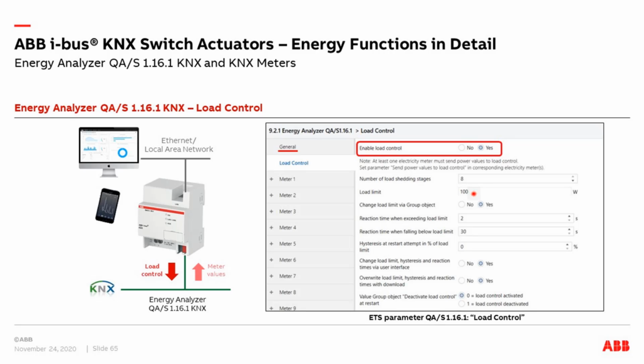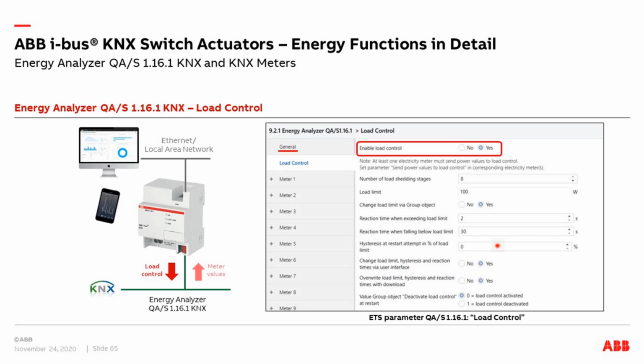The load limit here, for example in my exercise, is 100 watts, because I have 25 watt incandescent lamps later for the practical demonstration. Do we want to change the load limit via group object, yes or no? The reaction time when the active power exceeds our load limit is 2 seconds, then it starts sending out this shedding stage. And when the power falls below the limit, the energy analyzer waits a minimum of 30 seconds or longer, and then it reduces the shedding stage backwards.